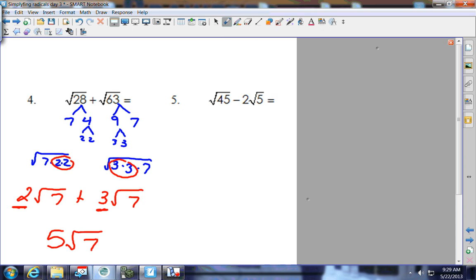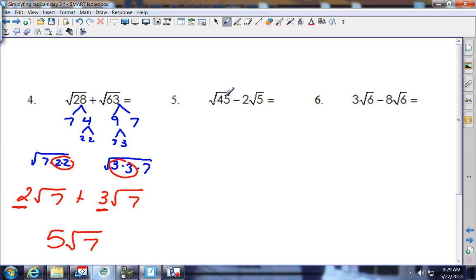Yes, you're simplifying like that. Right now, try and do number 5. So we need to simplify 45 and then put them together. Okay, so I want you to try and do number 5 and 6.